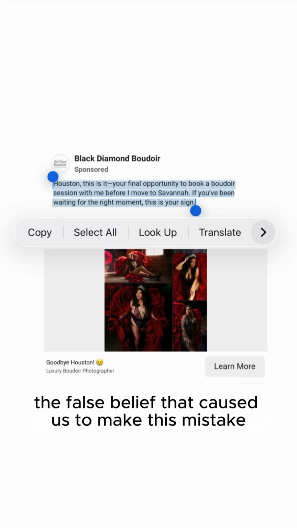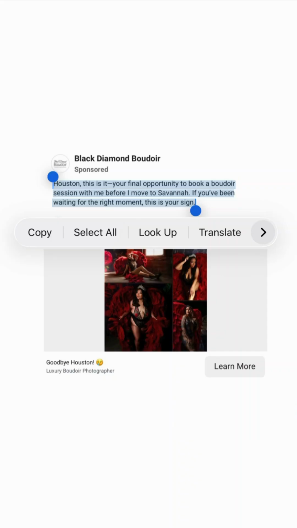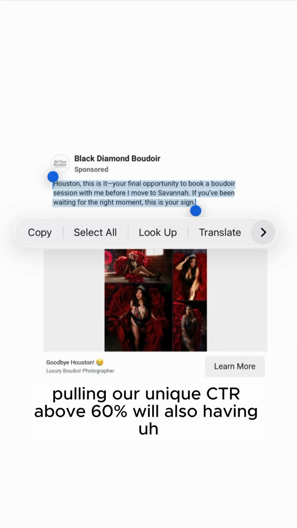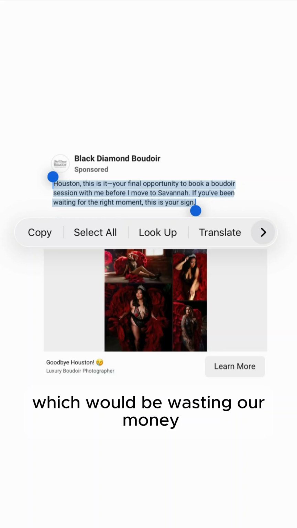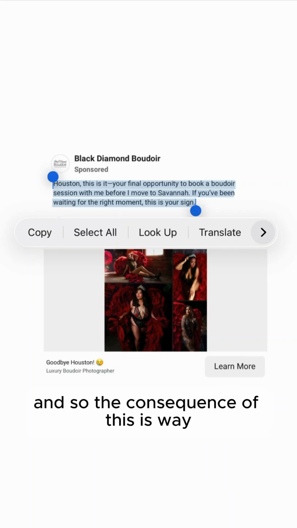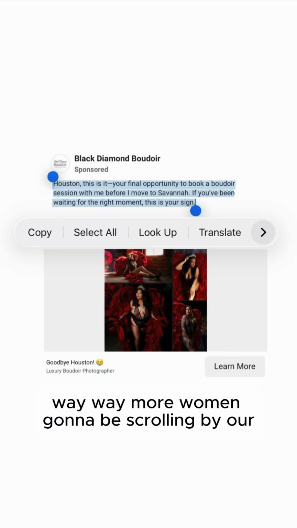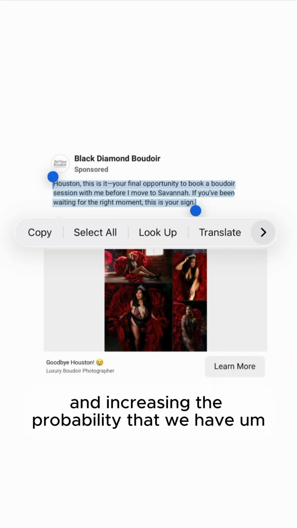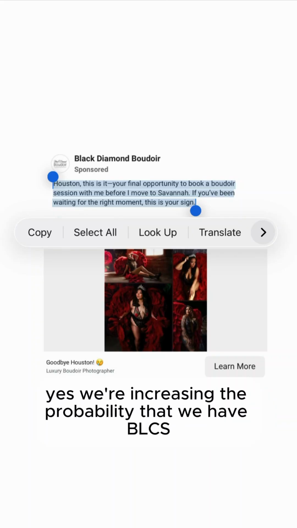The false belief that caused us to make this mistake is that we actually believe that we have enough context here to have the maximum amount of the correct women clicking on our ads, pulling our unique CTR all above 6%, while also eliminating the wrong women clicking on our ads, which would be wasting our money and training the Meta ad algorithm incorrectly. And so the consequence of this is way more women scrolling by our ads than necessary, pulling our unique CTR all under 6% and increasing the probability that we have BLCS, Boudoir low click syndrome.